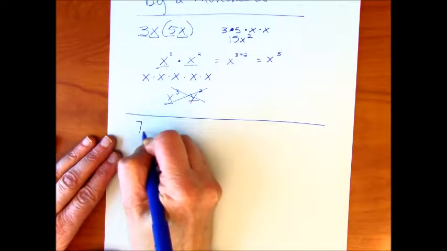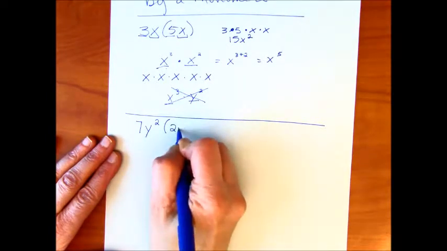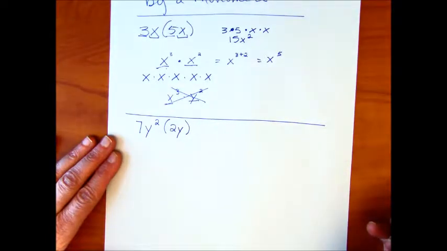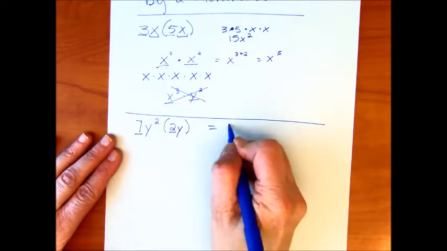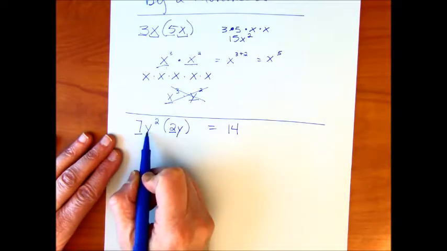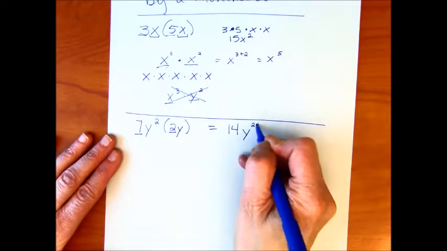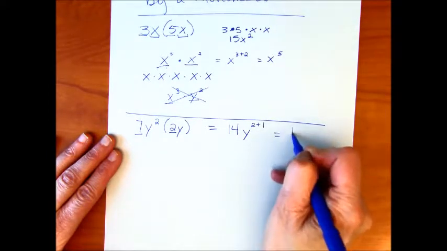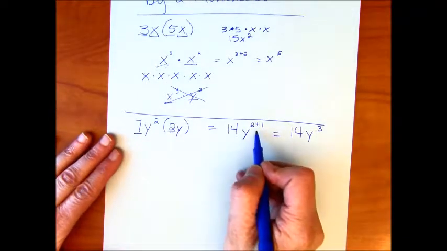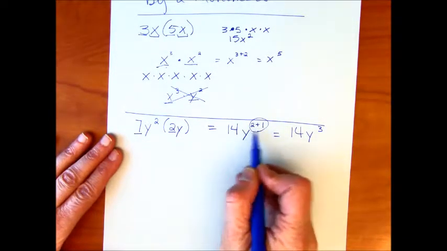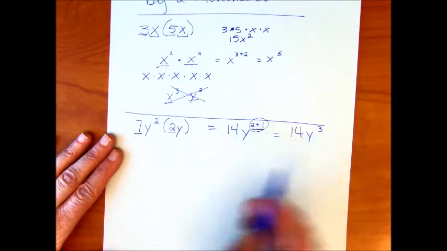So in the second example, we're going to have 7y squared, and we're going to multiply that by 2y. First, we're going to multiply our coefficients, so 7 times 2 is 14, and then it looks like we just have a y squared and a y. So y squared plus 1 is going to give us 14y to the third power. Now, if you understand what's going on here, you can skip writing this out, but I just want to make sure you understand that you're adding the exponents.